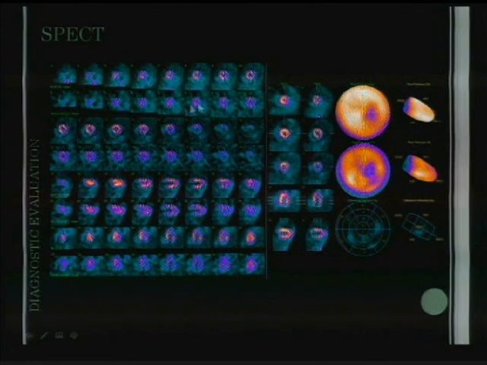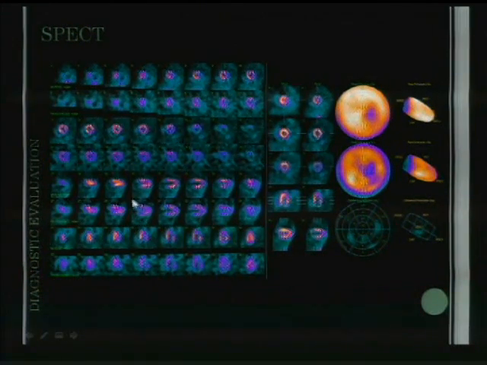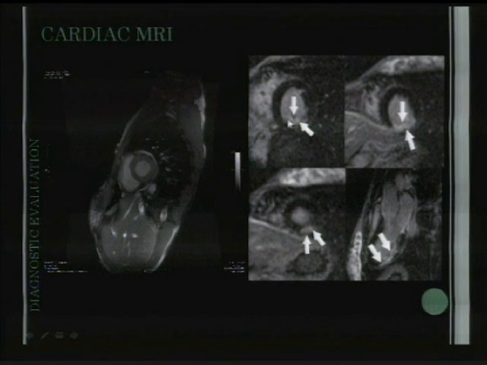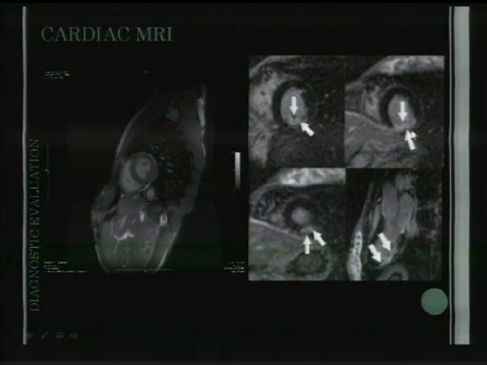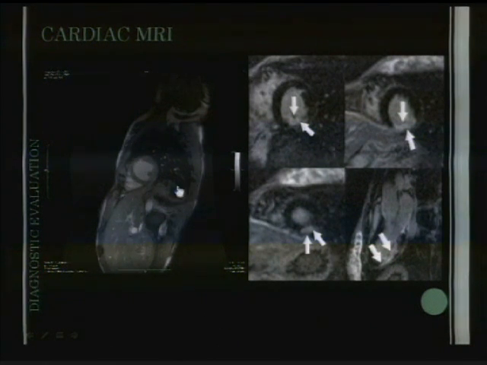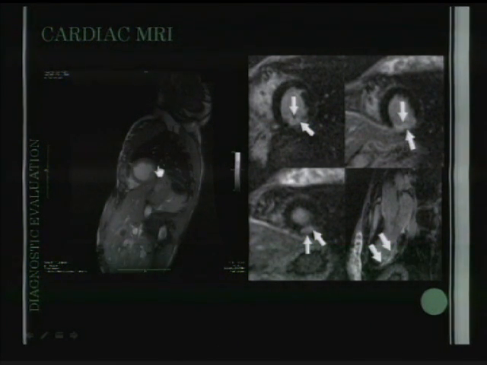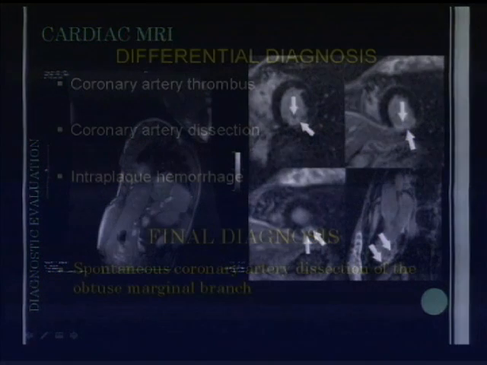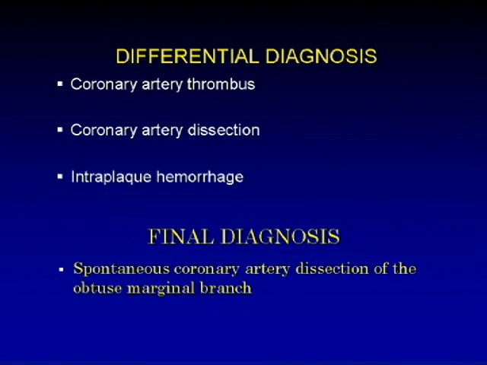SPECT images show perfusion abnormalities in the distribution of the left circumflex on stress images that do not completely return on the rest images, consistent with a scar. This was seen both on the short axis as well as the horizontal axis. Cardiac MR demonstrates delayed hyperenhancement of the posterior lateral left ventricle here, here, and here, as well as the posterior medial papillary muscle. This cine demonstrates wall motion abnormality of the posterior lateral left ventricle as we go through it.